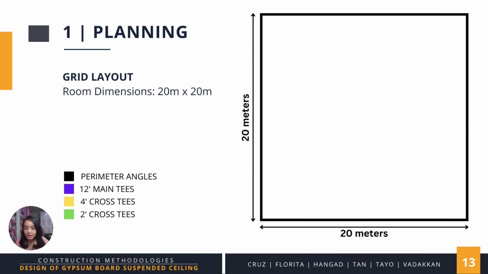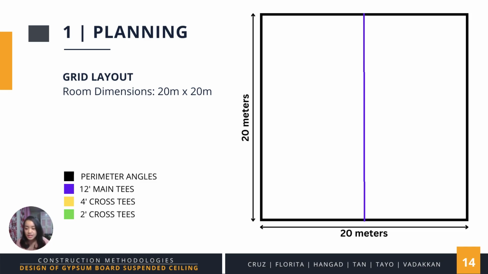To illustrate the planning process, let's look at a room of dimensions 20 meters by 20 meters. So assuming that a basic flat ceiling will be installed, this will be our grid layout. First, the perimeter or wall angles, as the name implies, are installed along the perimeter of the ceiling. Next, we have to locate the main Ts.